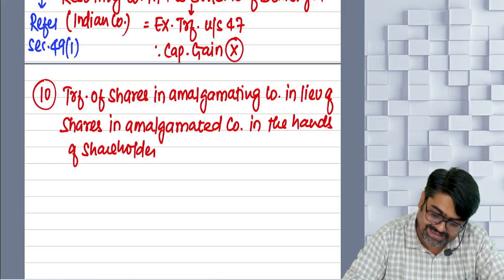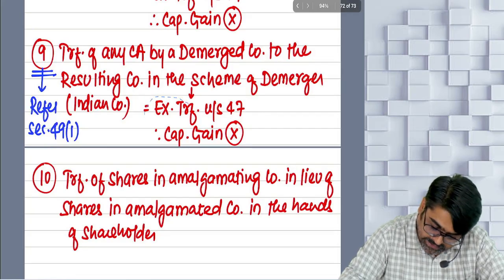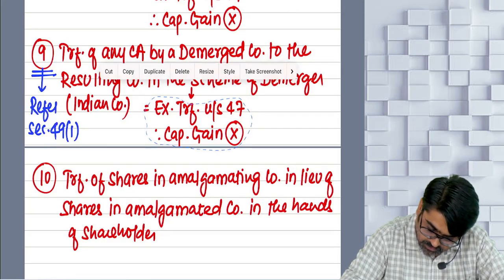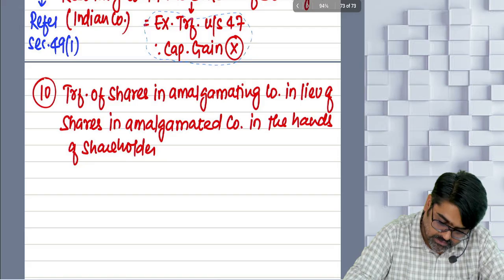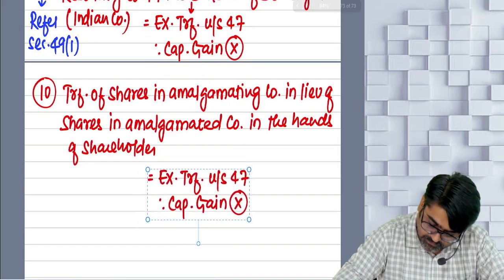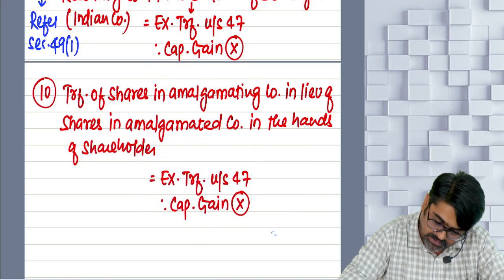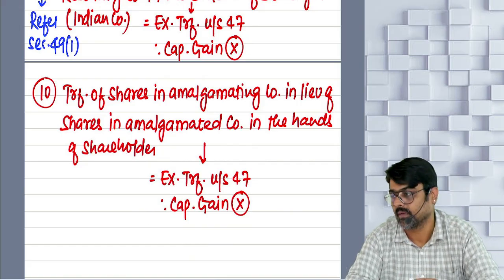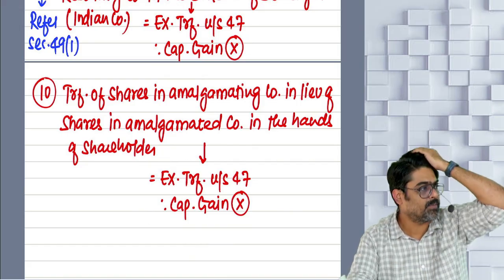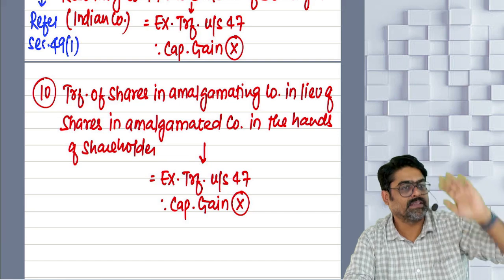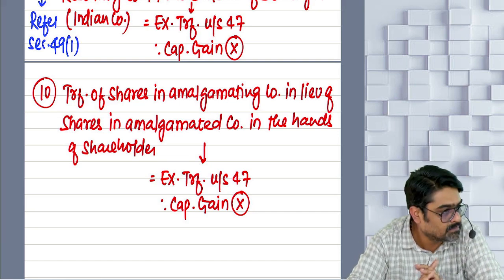Sir, even this transaction is an exempt transfer. No capital gain will be calculated. Now, if anyone can explain to me, which asset is getting transferred?